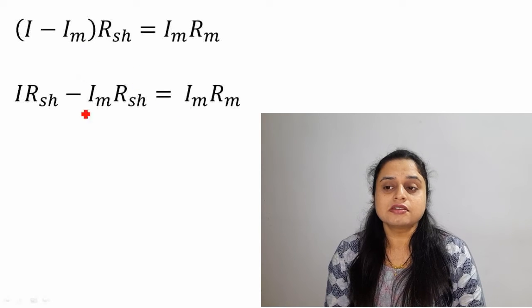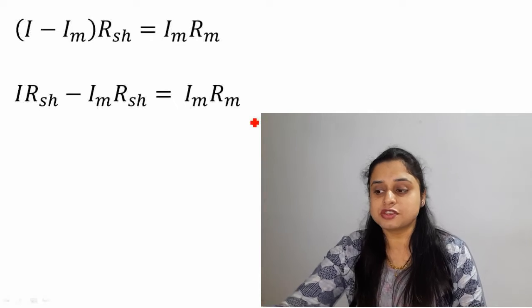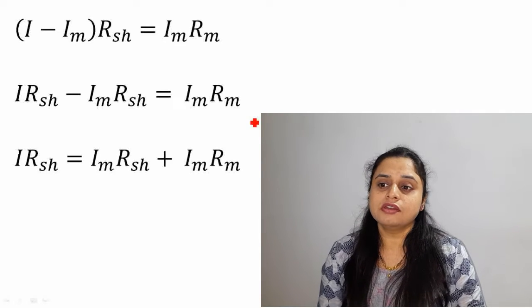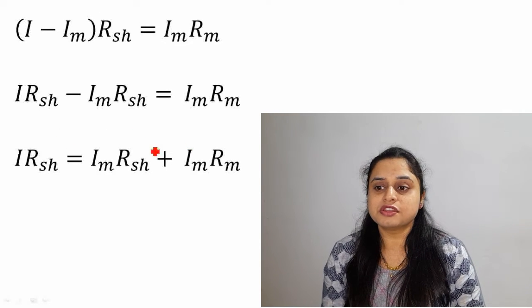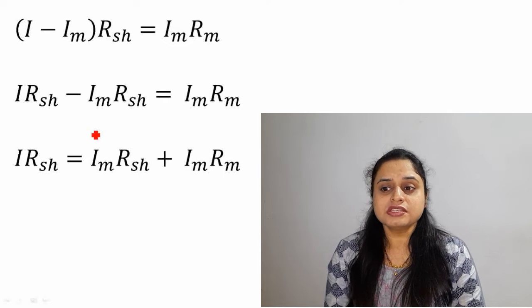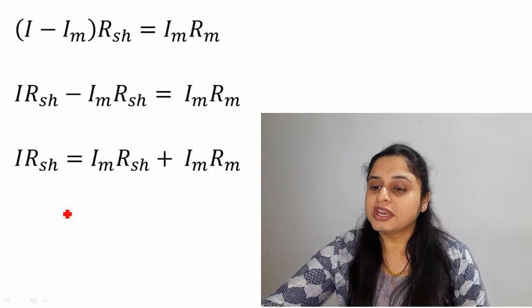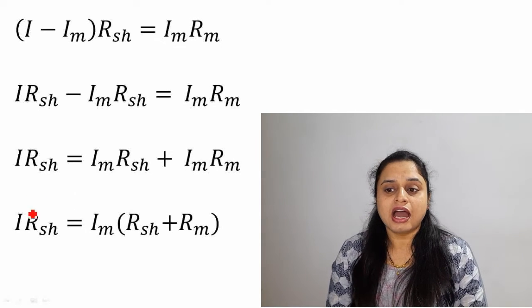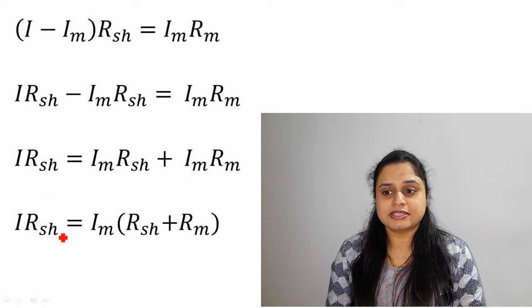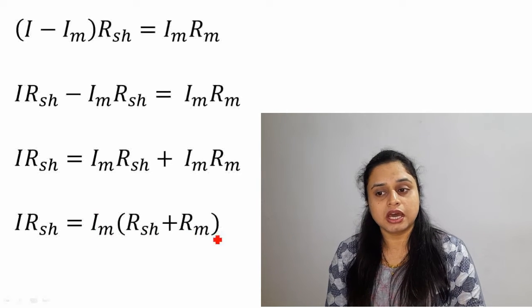Now shift the term Im into RSH to the right hand side, so it becomes a positive term. From the right hand side, take Im as common, so we will get the equation as I into RSH is equal to Im into RSH plus Rm. This will be the equation.